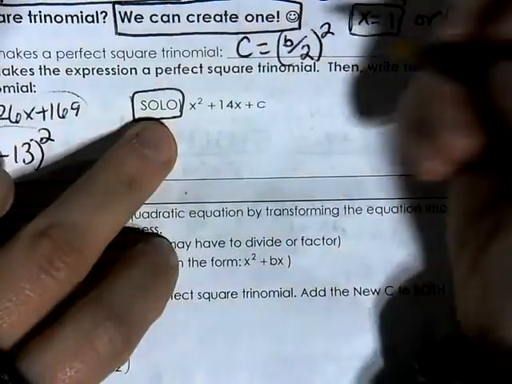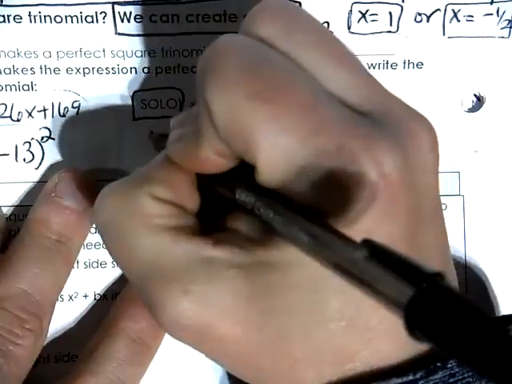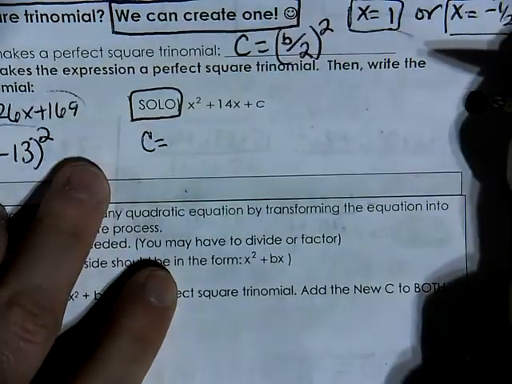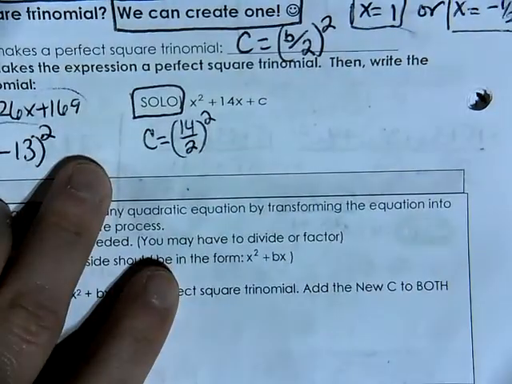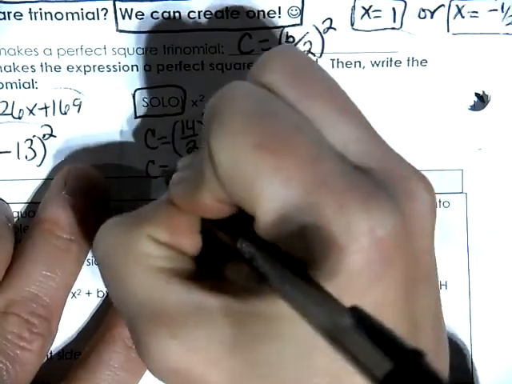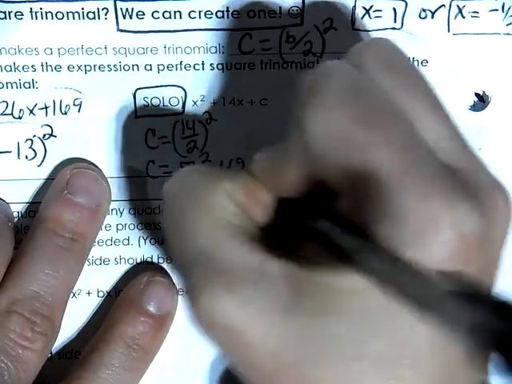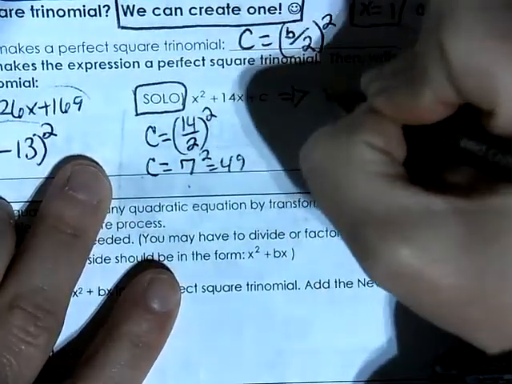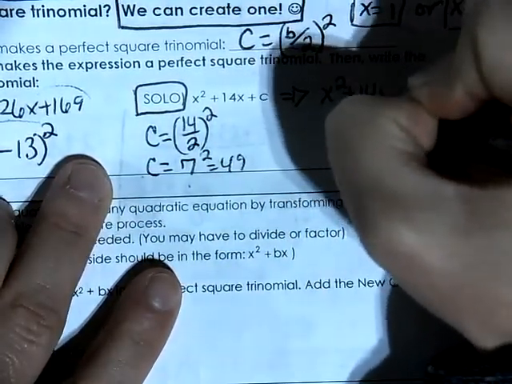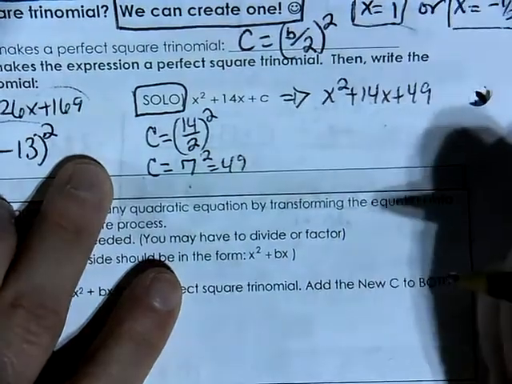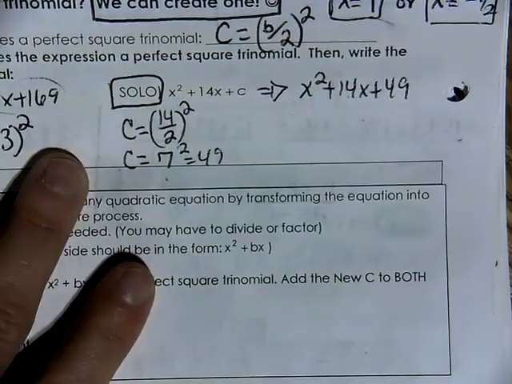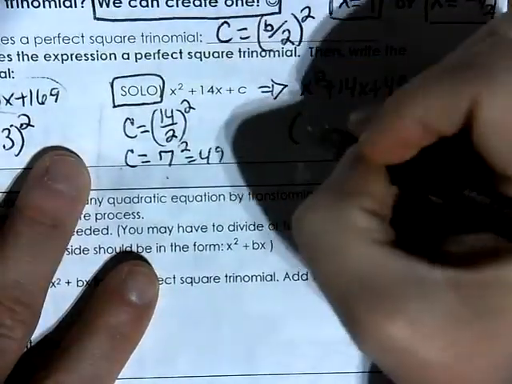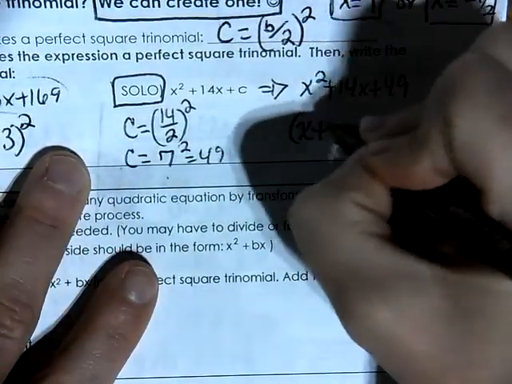All right, let's go ahead and see how well you did. If we need to find a new c value, our c value needs to be our b value, which is 14, cut in half and squared. Half of 14 is 7, and 7 squared is 49. So our trinomial needs to be x squared plus 14x plus 49. The first term and the last term are perfect squares. The last term is a positive perfect square. Our middle term is an even number, a very special even number.